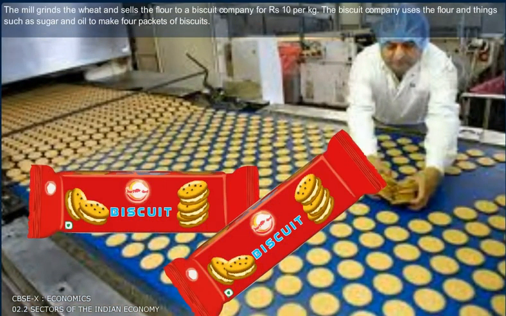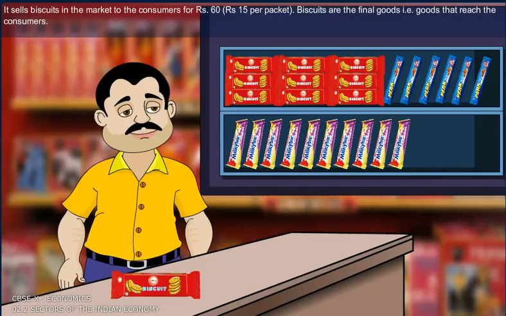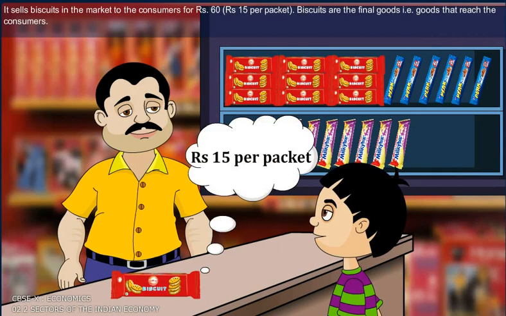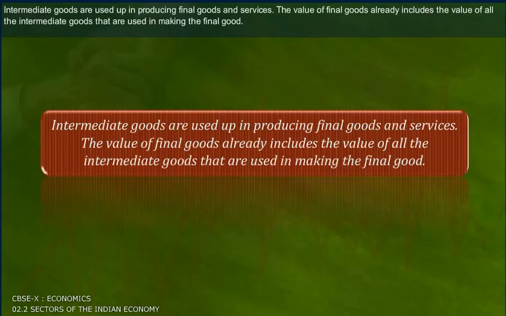The biscuit company uses the flour and things such as sugar and oil to make 4 packets of biscuits. It sells the biscuits in the market to the consumer for rupees 60, rupees 15 per packet. Biscuits are the final goods, that is, goods that reach the consumers. Intermediate goods are used up in producing final goods and services. The value of final goods already includes the value of all the intermediate goods that are used in making the final good.